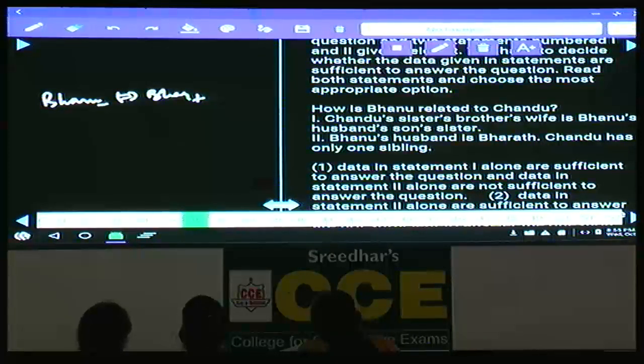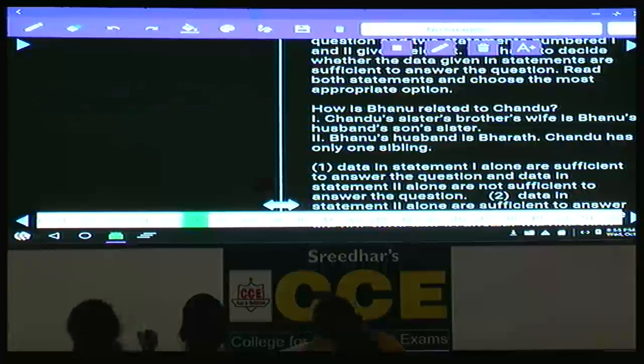Then by combining these two, Chandu has only one sibling, Chandu's sister. Chandu has only one sibling means Chandu is here and Chandu has a sister. Now the sister has a brother. That brother is none other than Chandu himself. Are you getting this or not? Because Chandu has only one sibling, hence Chandu's sister is there.